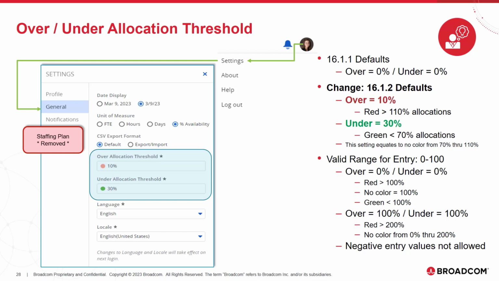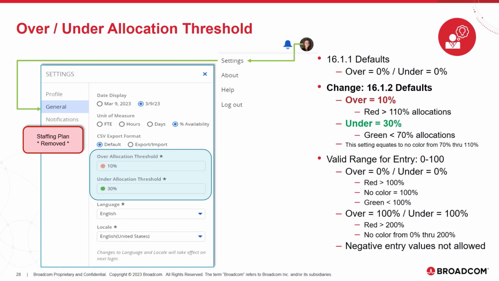From your Avatar Settings General page, you'll see the new option to configure the allocation threshold values. In the prior release, the default colorization for over-under threshold was at 0%, meaning anything over 100% showed red and anything under 100% showed green.